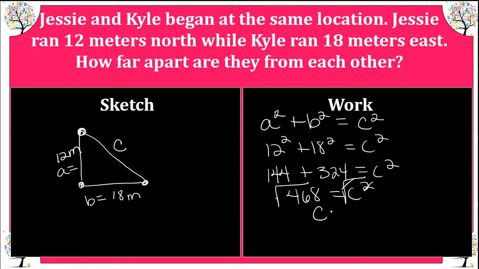And so the distance is not going to be an exact number. So we're going to estimate, and we're just going to use our calculator and take the square root of 468. And we get about 21.6. So let's always just round to the tenth. So they are 21.6 meters apart.